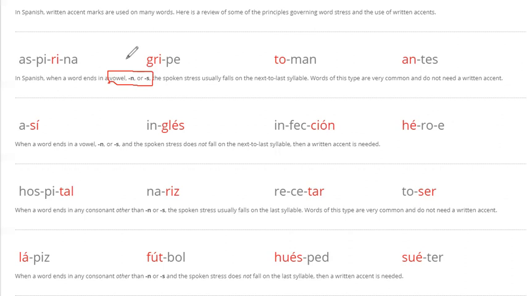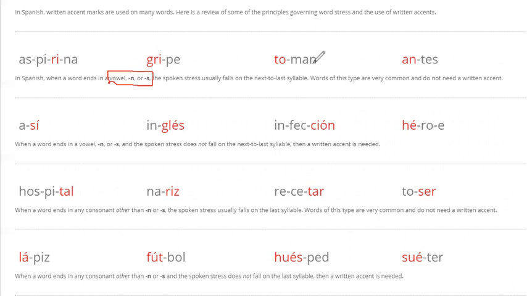If we look at the rest of these in the top row, gripe, the stressed syllable is right here on that G-R-I. And because that's where the stressed syllable should be, we don't write an accent mark. It's where it should be because it ends in a vowel, and it is the second to last syllable where the stress is. No need for an accent mark.